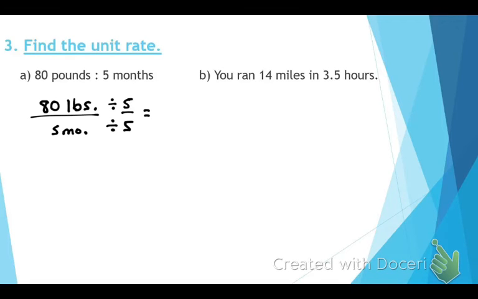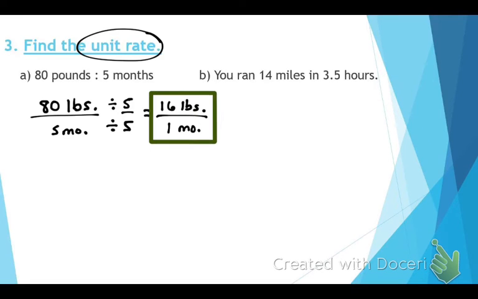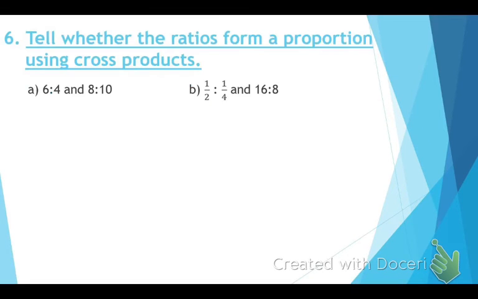A lot of times people will just say, oh yay, my answer is 16. But when finding the unit rate, what exactly is wrong with that answer, guys? You need to make sure that you have units attached if it is a unit rate, okay? So here we would have 16 pounds per 1 month.